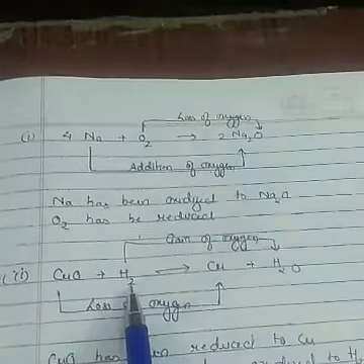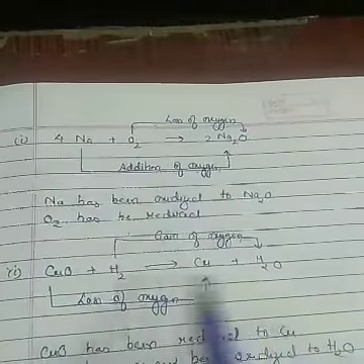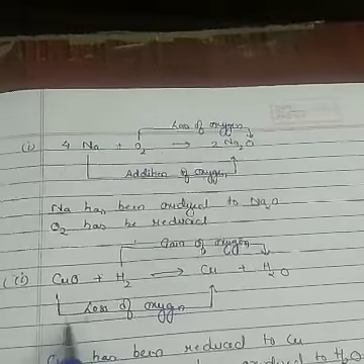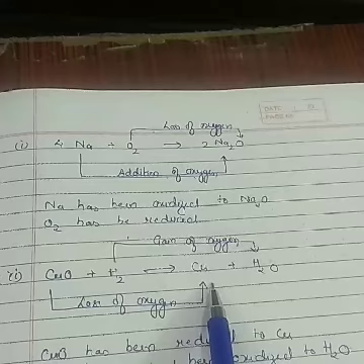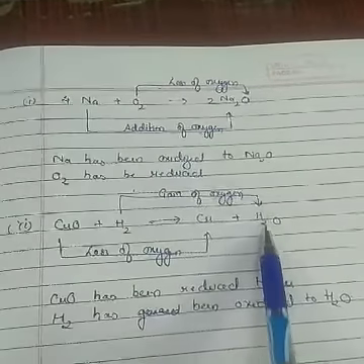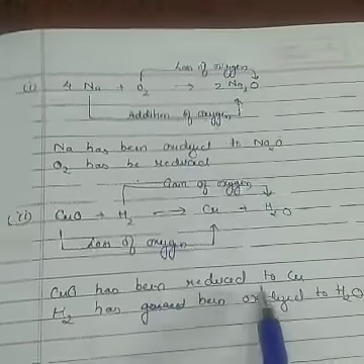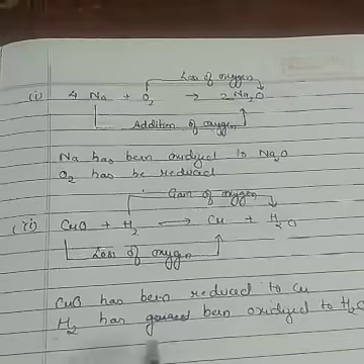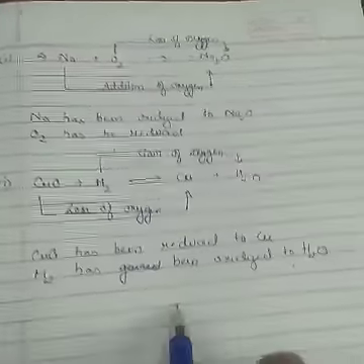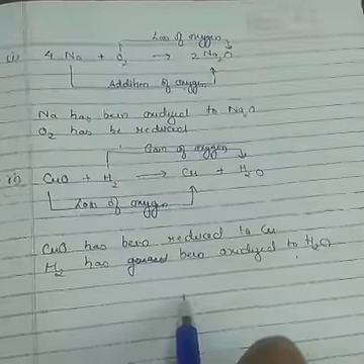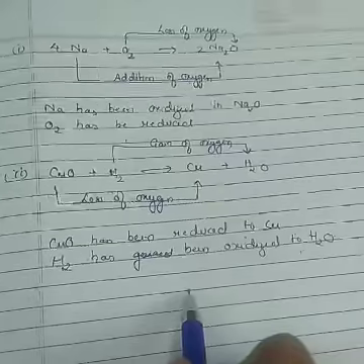Similarly, copper oxide plus hydrogen gives copper plus water. We have done this example. In copper oxide, loss of oxygen has taken place, and hydrogen combines with oxygen to form water. So copper oxide has been reduced and hydrogen has been oxidized. Till here our chapter is completed. In the next lecture we are going to do the back exercise questions. Thank you.